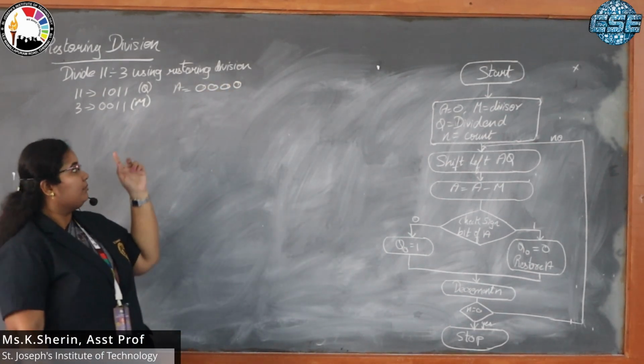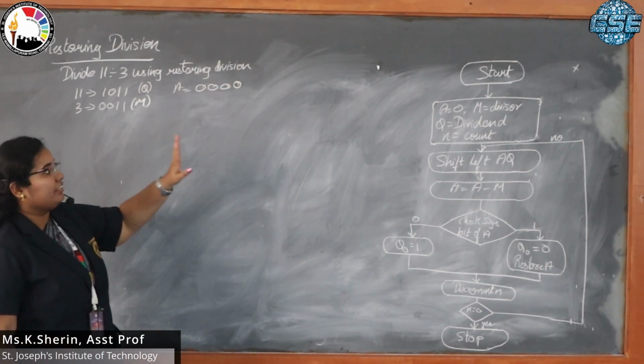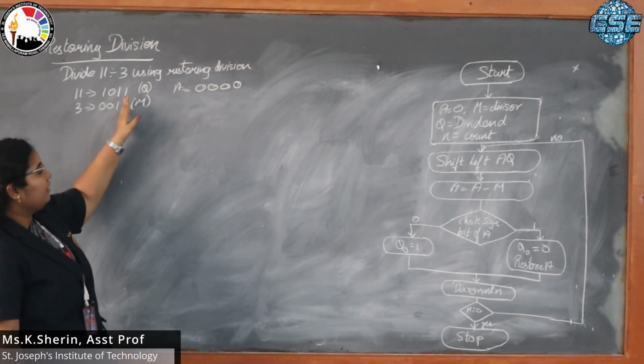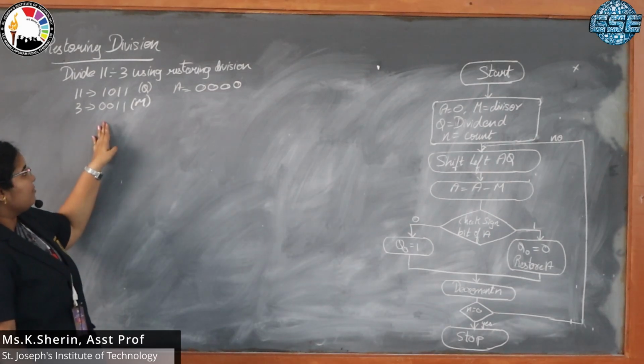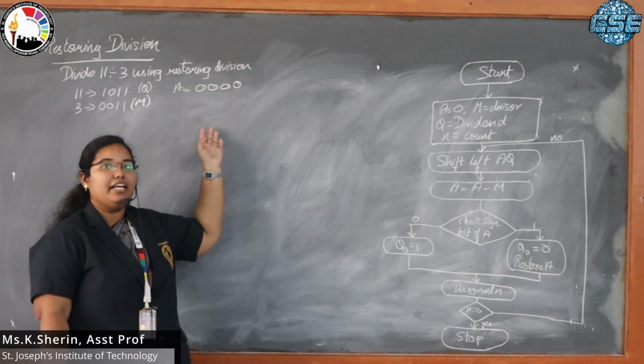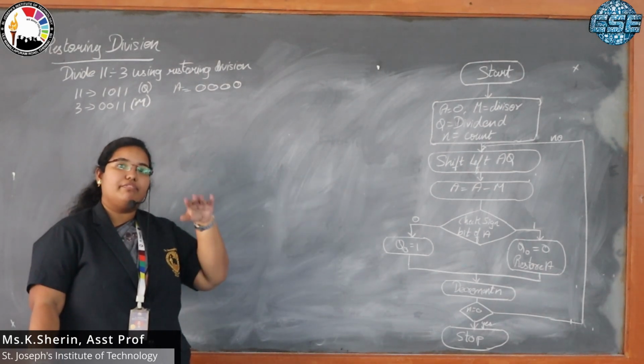So while starting my procedure, I'm supposed to declare that I'm having it as 4 bits, so my dividend value is also 4 bits as well as my divisor value is also 4 bits. So while declaring my initialization part, I'm supposed to add one more 0.